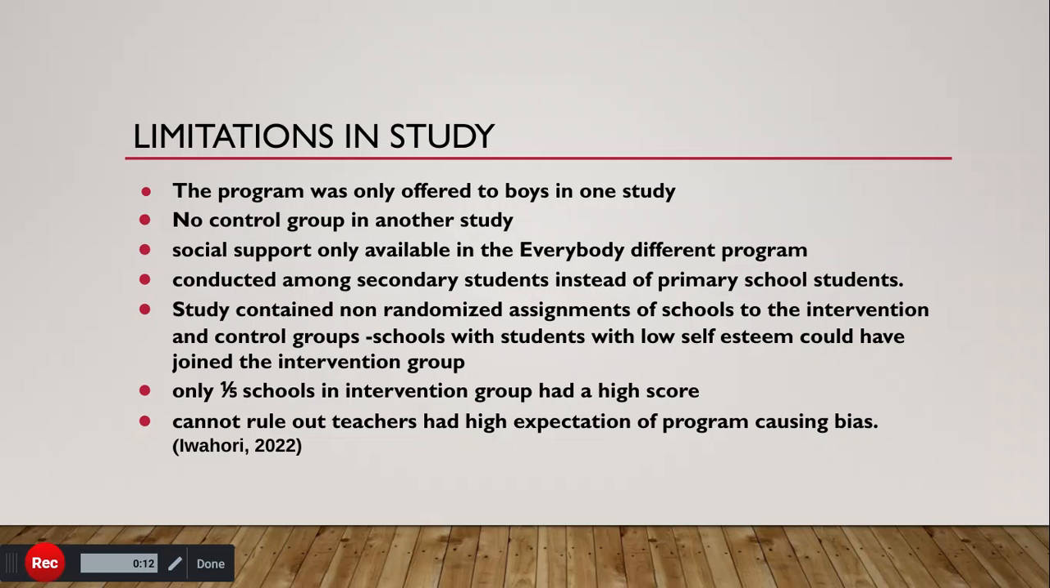Some limitations in the study. The program was only offered to boys in one of the studies. No control group in another school. Social support was only available in the Everybody Different program. It was conducted among secondary students instead of primary students for some of the schools. And the study contained non-randomized assignments of schools to the intervention and control groups. So schools with students with low self-esteem could have joined the intervention group. Only 1 out of 5 schools in the intervention group had a high score. And you could not rule out that teachers had high expectations of the program, which would make it biased.